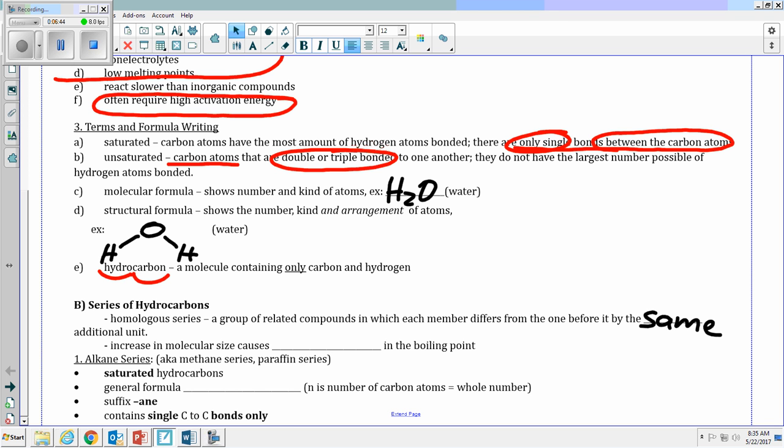So that means you have a smallest member of the group, and then you add a certain something, and that gives you the next slightly larger member of that series, and then you add that same something, and you get another slightly larger, and so on. Now, one thing that we can recognize in such a series of hydrocarbons is that the molecular size of molecules influences the boiling point in a way that the larger the molecule is, the higher the boiling point tends to be.